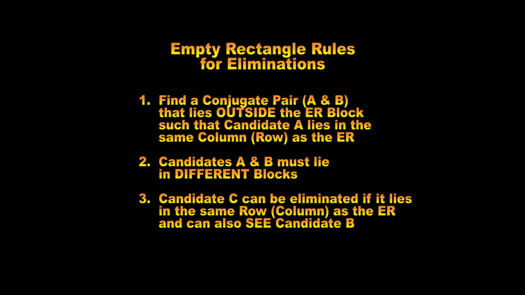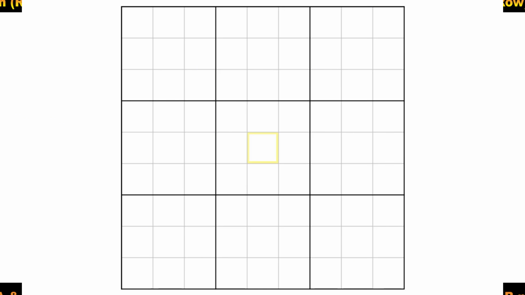So fasten your seatbelts. Let's take a look at what happens when there are only 2 candidates that form the empty rectangle pattern, i.e. when there is only one candidate in a row and another candidate in a column of a particular block, and they are the only 2 instances of that candidate in that block. There are 4 ways that this can happen.